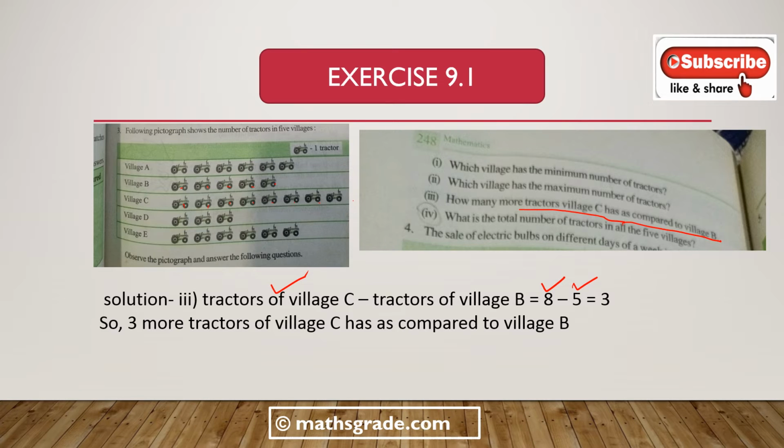Now we have to subtract to find how many more tractors village C has as compared to village B. So we subtract the number of tractors in village B from the number of tractors in village C. So 8 minus 5 is 3. So there are 3 more tractors in village C as compared to village B. So the answer is 3.